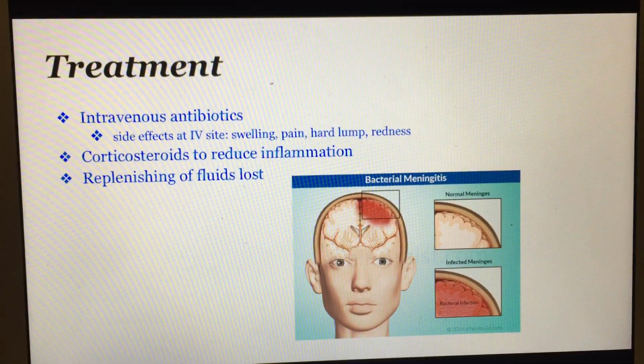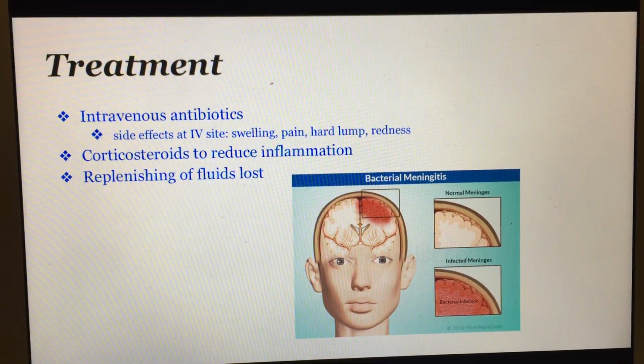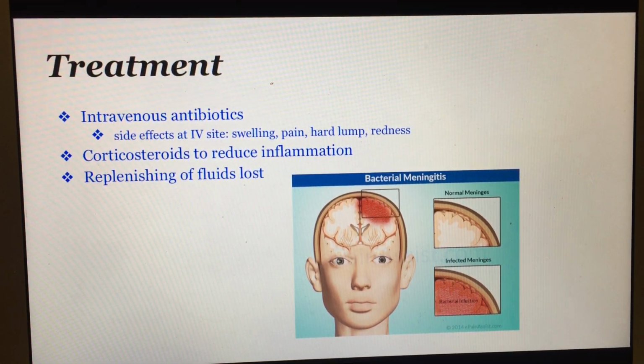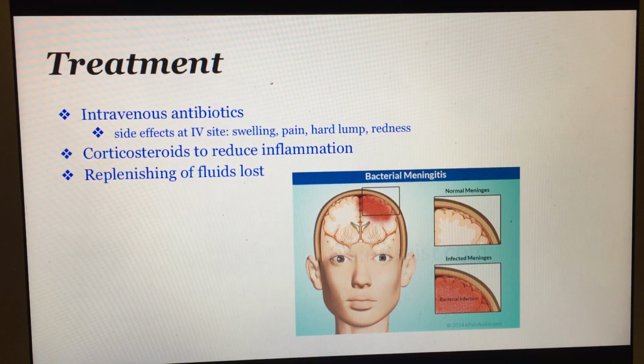Different treatments for meningitis include intravenous antibiotics, corticosteroids to reduce inflammation, and replenishing of the lost fluids. Some common side effects found with the intravenous antibiotics are going to be swelling, pain, redness, and a hard lump at the injection site of the IV.